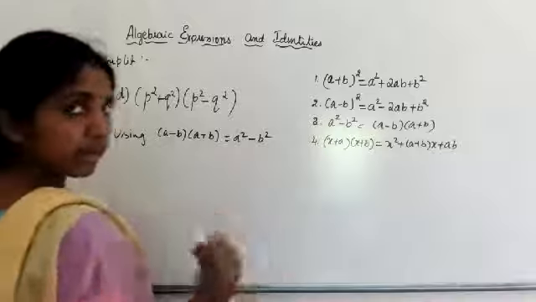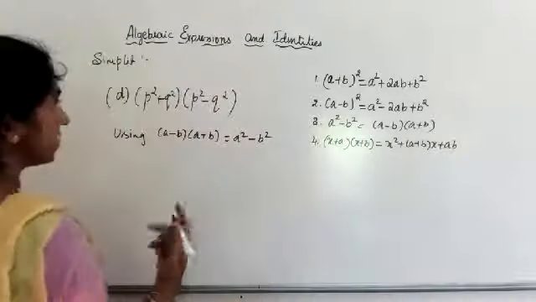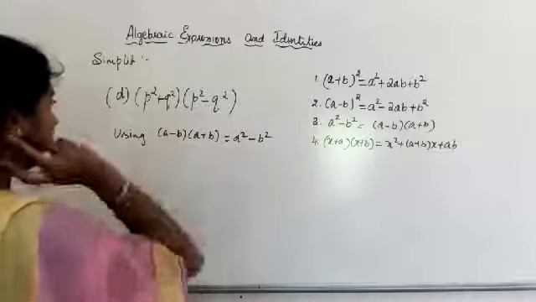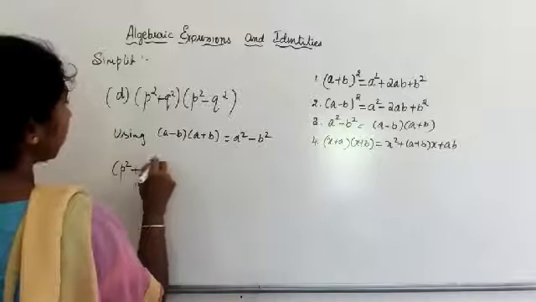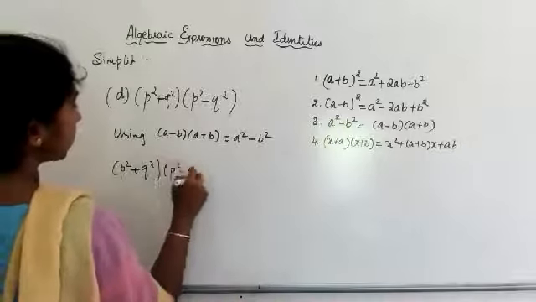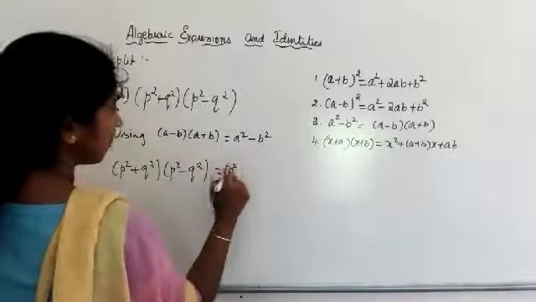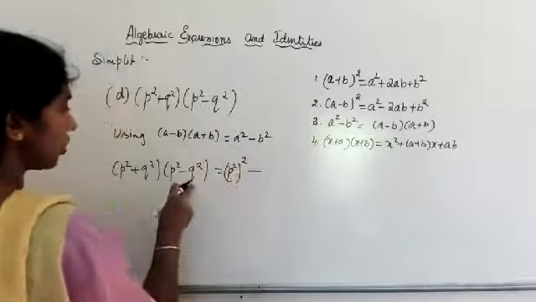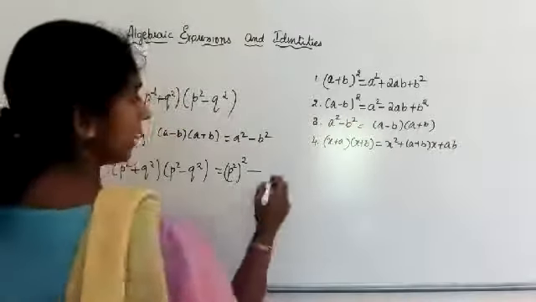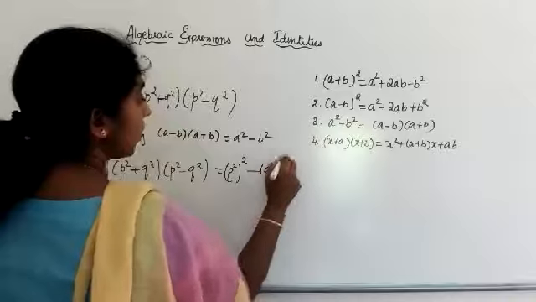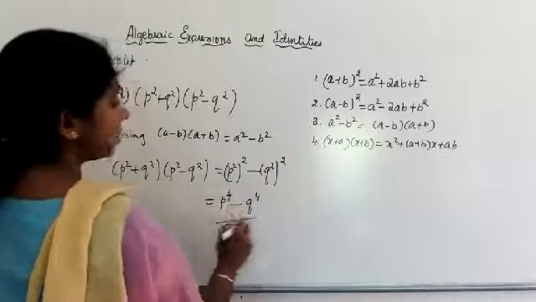You can write it any way, this to this or this to this. That's the identity, so you can take it any way. Therefore, what you have is p square plus q square into p square minus q square. What is your a? A is p square. So p square the whole square minus what is your b? B is q square. So you will have q square the whole square. So that will be p to the power 4 minus q to the power 4. So this is your final answer.